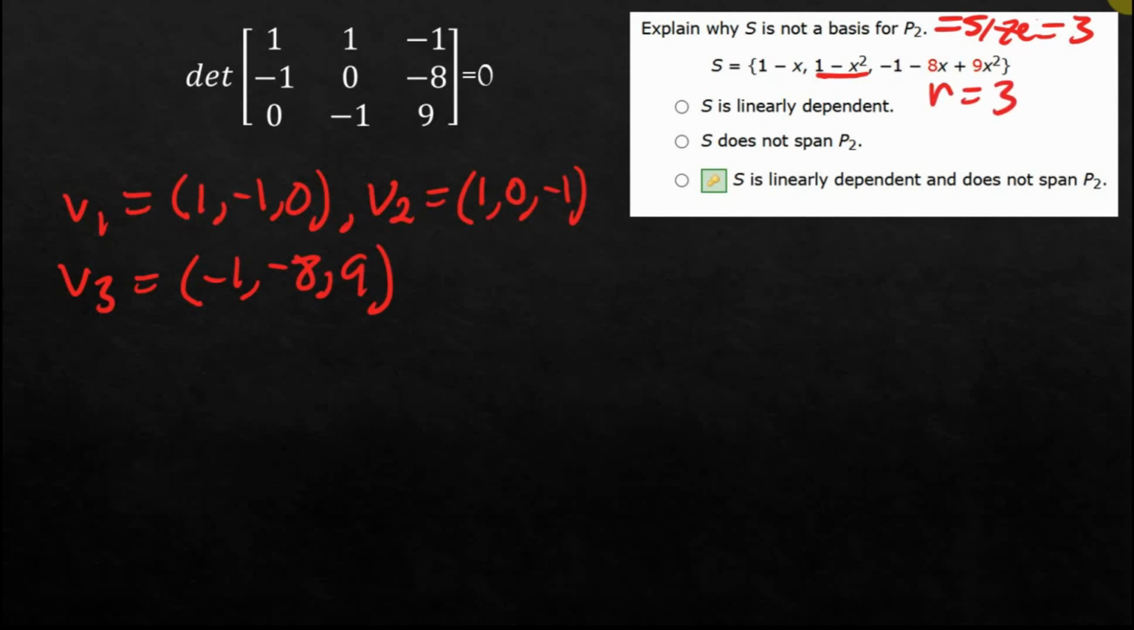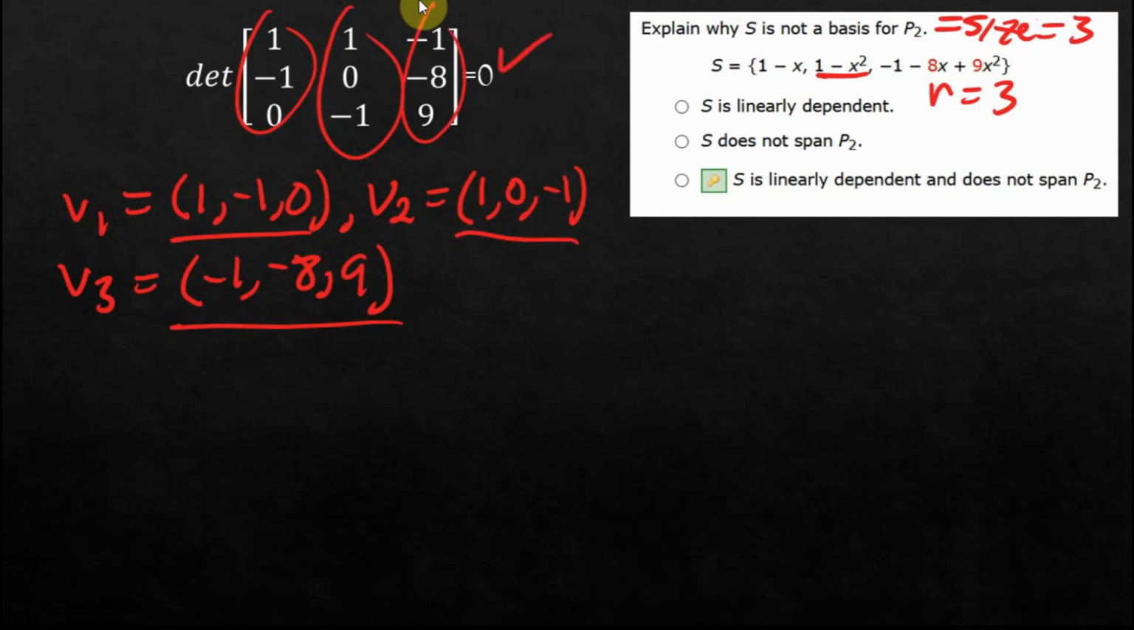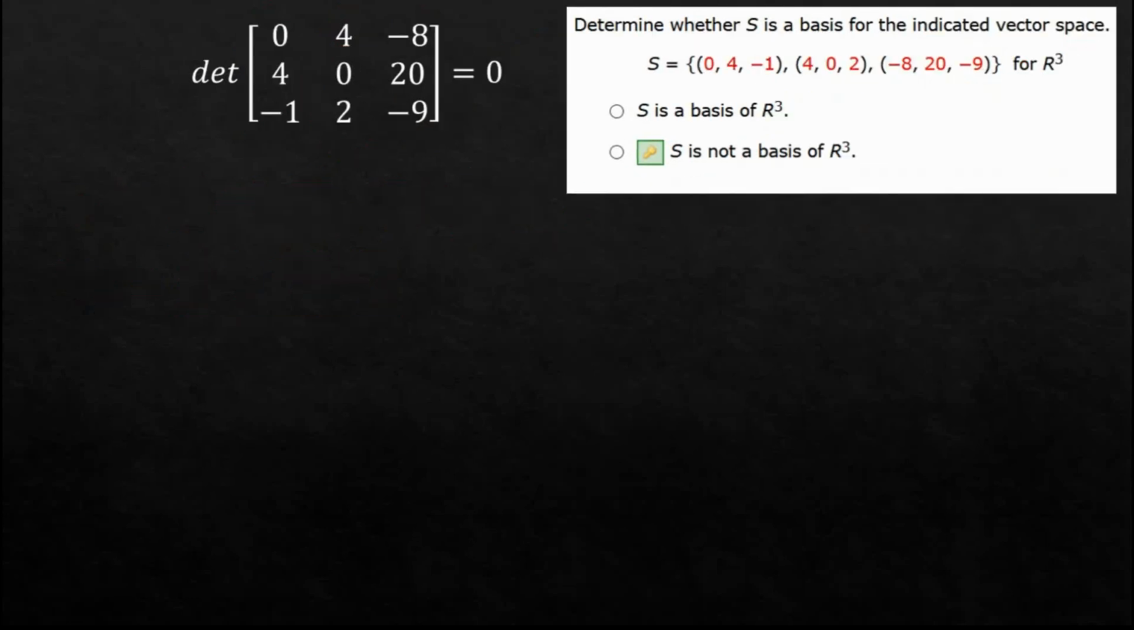So for that one, I check the determinant. So this first vector stands up, second vector stands up, third vector stands up. Put that in my graphing calculator, check the determinant. I get 0. So that means that both fail. The set is dependent, and the set does not span P2.